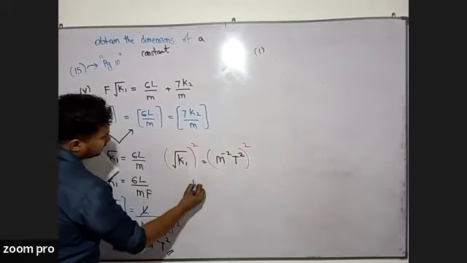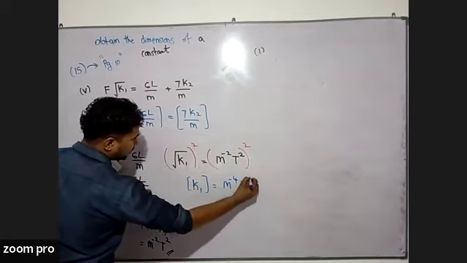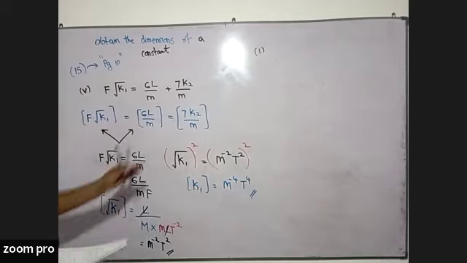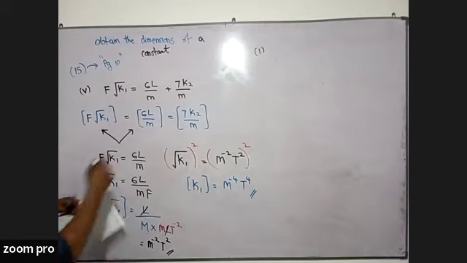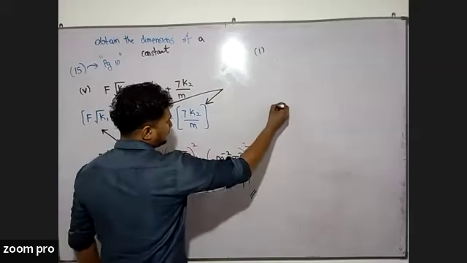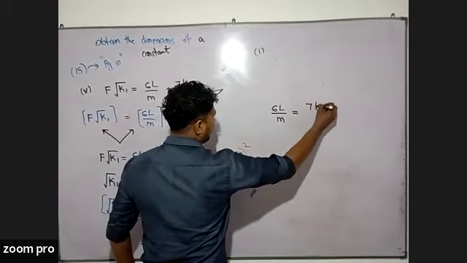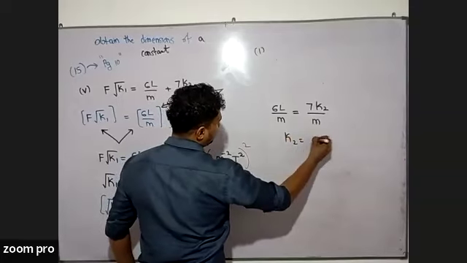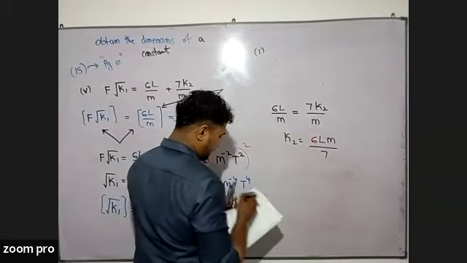Then the root sign is cancelled. Then the dimensions of K1 should be equal to m to the power minus 4 t to the power plus 4, right? So this is the dimensions of K1. In order to obtain K2, I'm selecting these two things, right? If it is correct, dimensions of 6L over M should be equal to 7K2 over M. If I make K2 the subject, then it should be 6LM over 7.